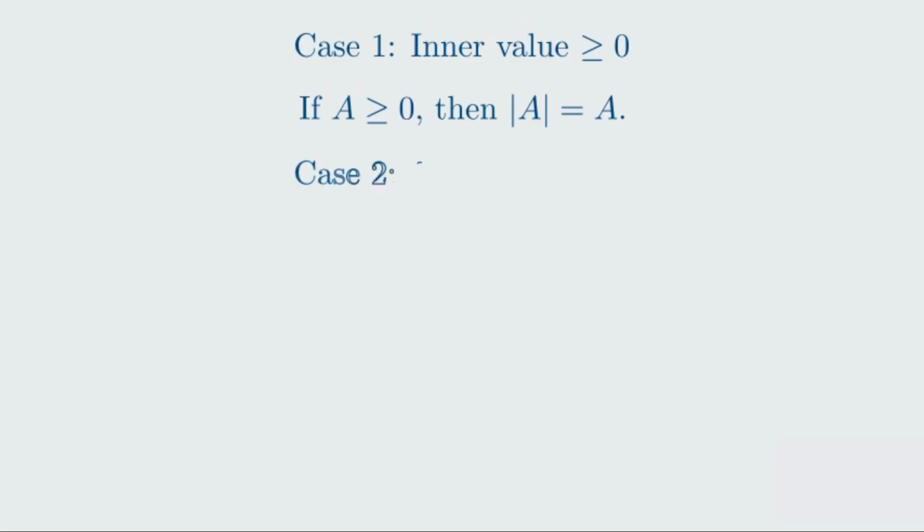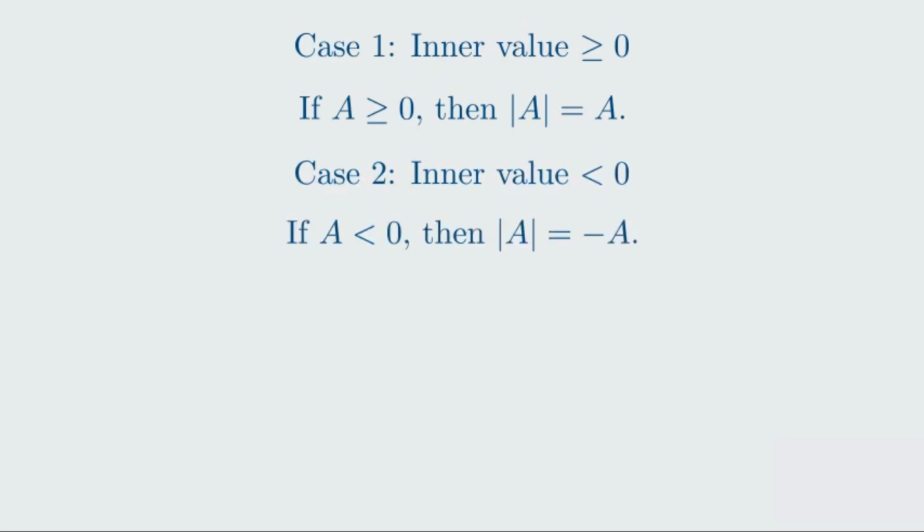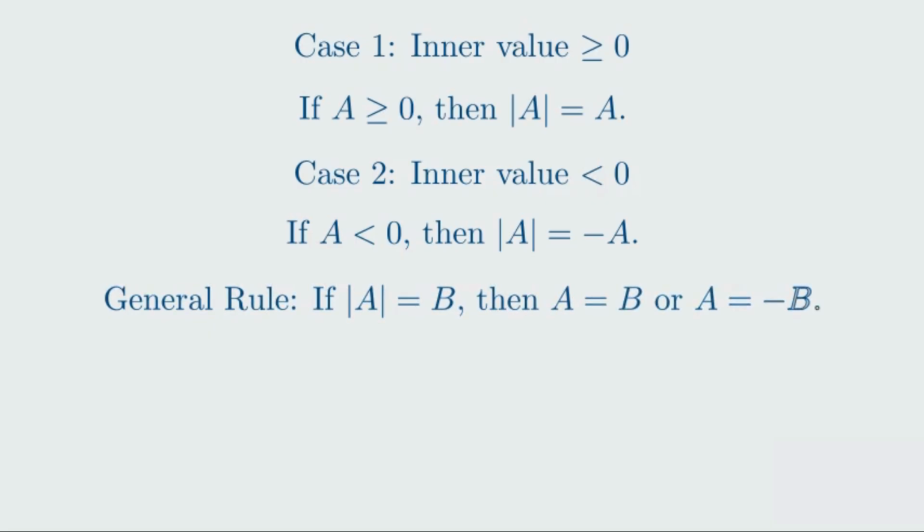Case 2. The quantity inside the bars is negative. If a is less than 0, then the absolute value of a is negative a. For example, the absolute value of negative 5 is negative negative 5, which equals positive 5. So the equation, absolute value of a equals b, becomes a equals negative b. This gives us the general rule. If the absolute value of a equals b, then either a equals b or a equals negative b.